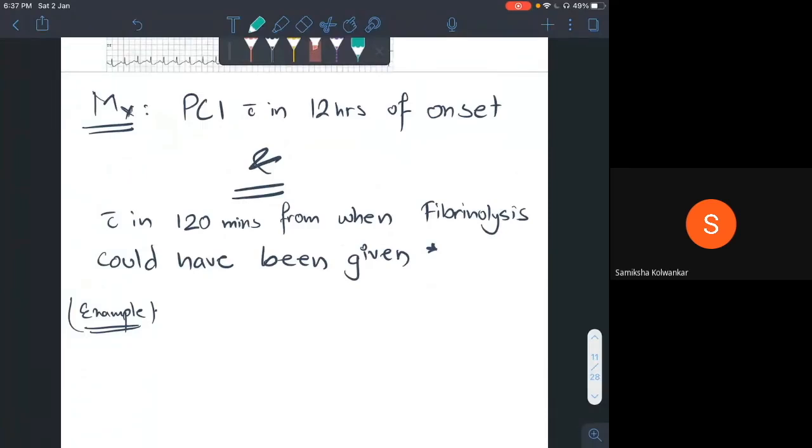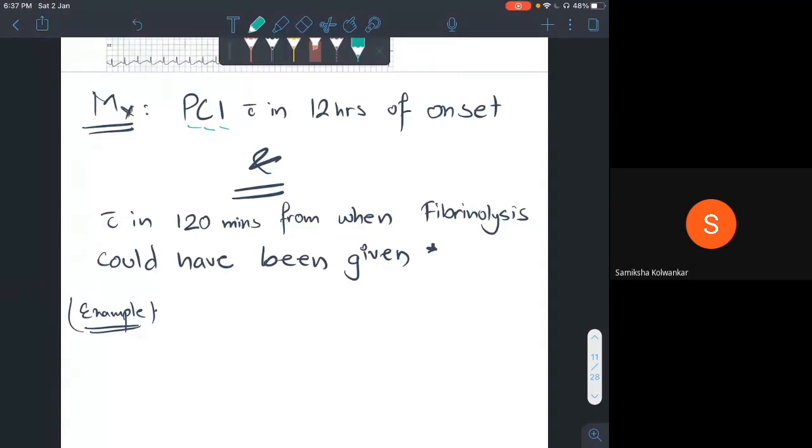It's very simple. There's a lot of examples which you're taught with. Essentially, the simple thing you need to remember is that percutaneous coronary intervention needs to be done within 12 hours of onset, and that too within 120 minutes from where fibrinolysis could have been given. So fibrinolysis can be given within 5 minutes of the patient coming into the hospital and an ECG has been taken, right? So if you know that your cardio department is able to do a PCI within 120 minutes, which is 2 hours of the patient coming in, you're going to put this patient for a PCI only.